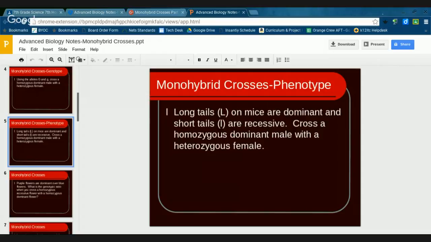Now I might ask you how many of the offspring are going to have long tails. So you would look at the kids because you've crossed them. None of them have both copies of the short tail gene, so every single offspring should have long tails instead of short tails. So hopefully that makes some sense here. Okay, on to the next one.